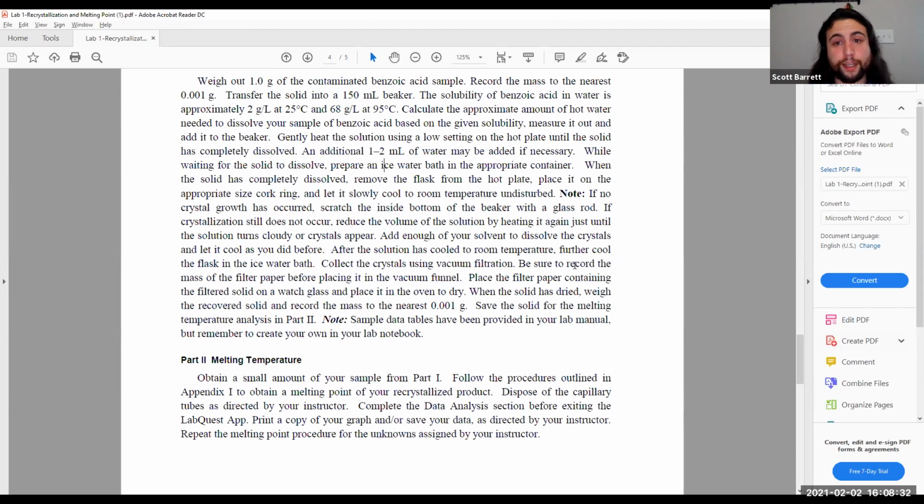So this part here is very important, and this will be part of the data that you guys will obtain. Be sure to record the mass of the filter paper before placing it in the vacuum funnel, because what happens is you take the filter paper, then you have your pure compound on top of it, right? Well, how do we weigh it? You take your watch glass, you go over to your scale, and then you tare your watch glass. Well, you didn't weigh your paper. So now all of a sudden you have crystals on this paper and you don't know the total weight.